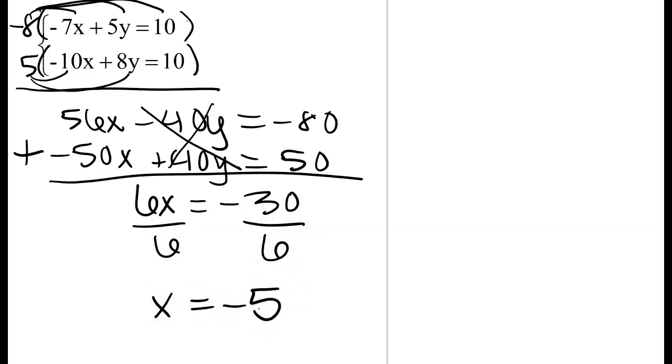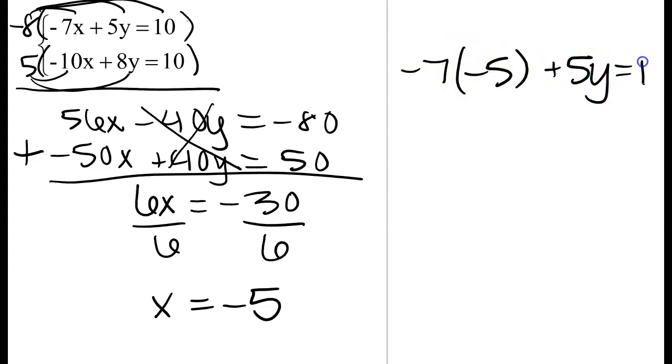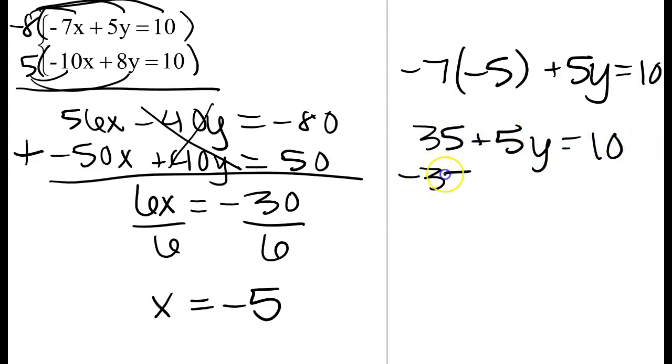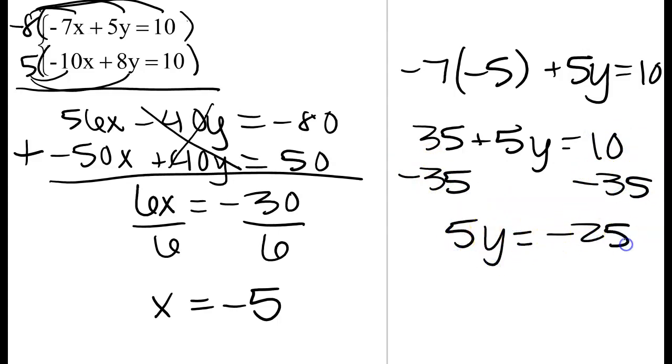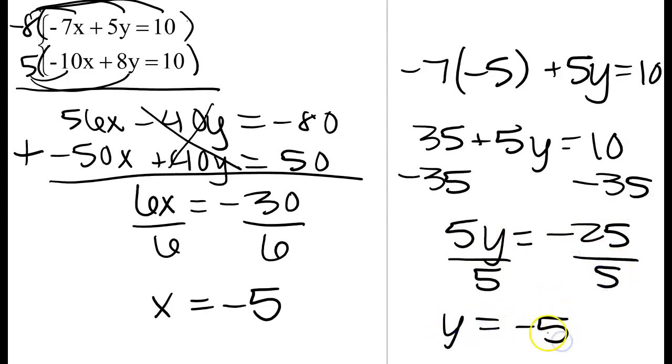After that, let's substitute. Doesn't matter for which equation. If I want to do the first equation, negative 7, instead of x, I'll write negative 5, plus 5y equals 10. Negative 7 times negative 5 is a positive 35 plus 5y equals 10. Subtract 35 from both sides. You get 5y equals negative 25. Divide both sides by 5, and you get y equals negative 5. So my final answer is negative 5 comma negative 5.